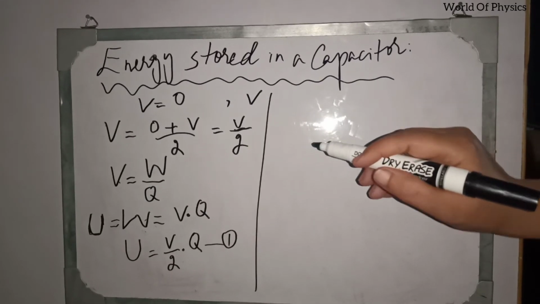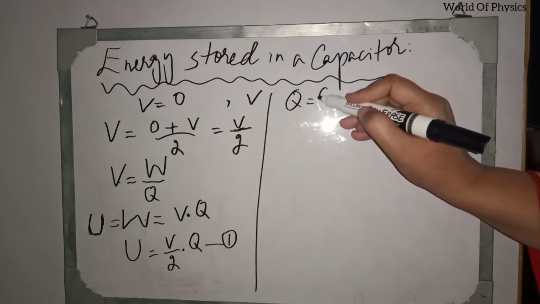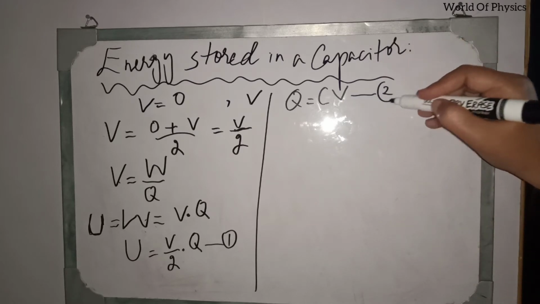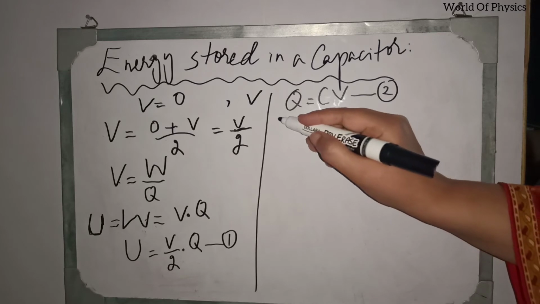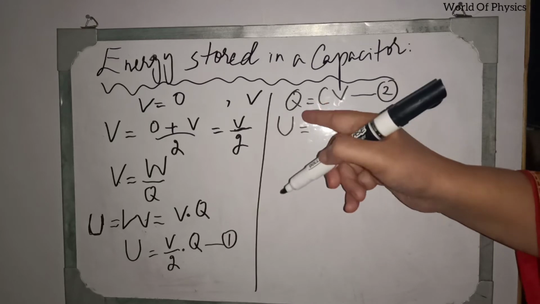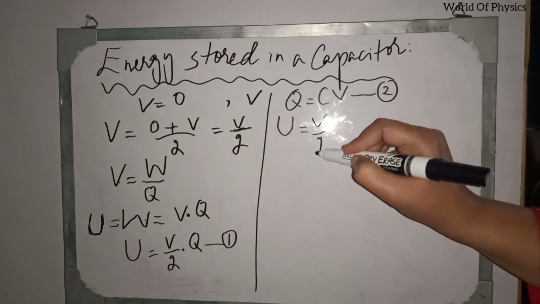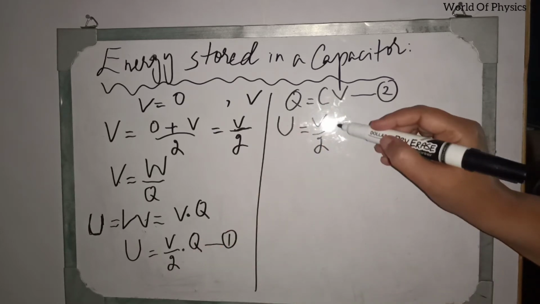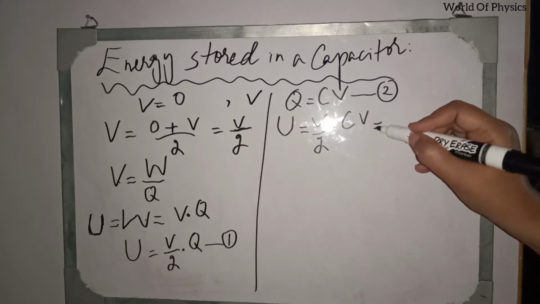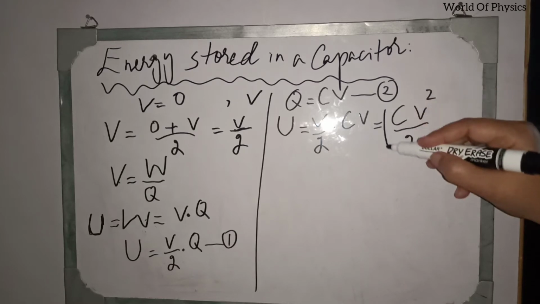Now we will use the equation of capacitance, that is Q equals C into V. If I use this equation number 2 in equation number 1, then I will have the value of U as: U equals, instead of Q, writing C into V, with V divided by 2 remaining as it is. By multiplying these three values we will get C V square divided by 2. This is equation number 3.